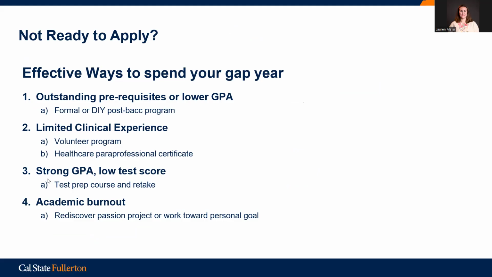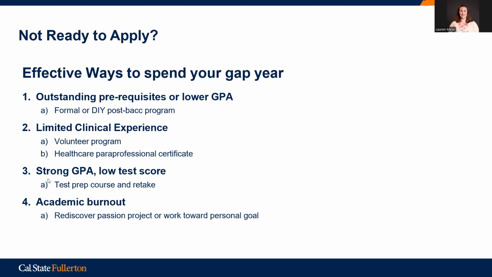So some effective ways to consider spending your gap year, broken down by why you might be deciding to. If you still have outstanding prerequisites or you have a lower GPA, you might decide to do some additional coursework. If you have a lot of outstanding prereqs, if you're just getting started as you're graduating, you might want to choose to do a formal post-bac program. The benefits of these is that they give you guaranteed access to courses, they have structure and access to other resources, but they tend to be expensive.